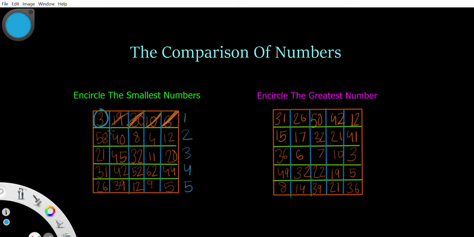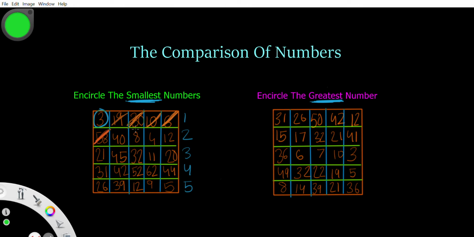So let's count. 58, we know that's pretty big. 58 is bigger than 40, bigger than 8, bigger than 4, and bigger than 12. 58 is the biggest number, but that's not what it wants. It wants the smallest number. So we know 58 is bigger than everything in the row, so it's not going to be 58.